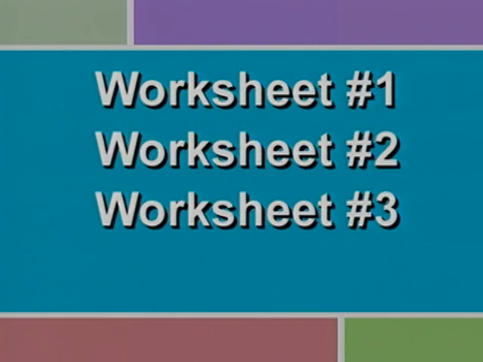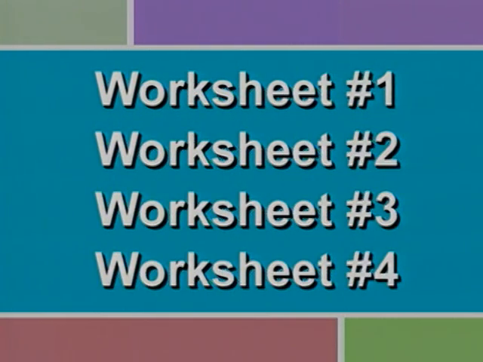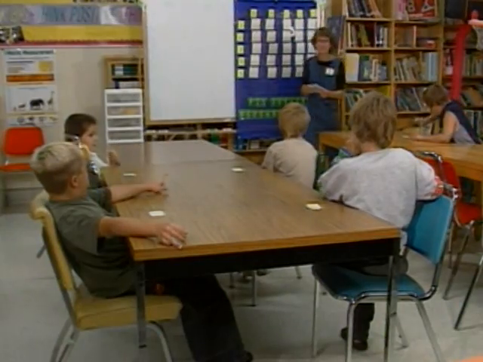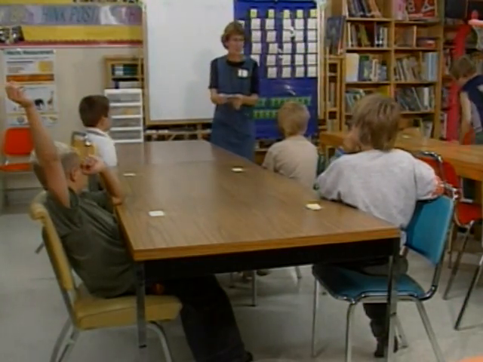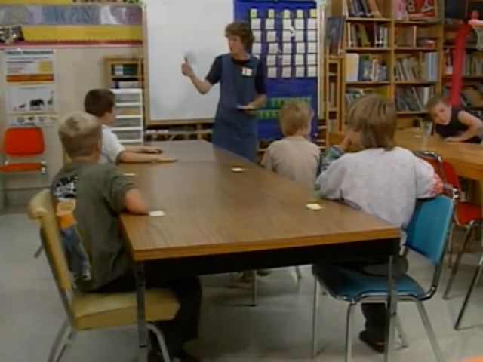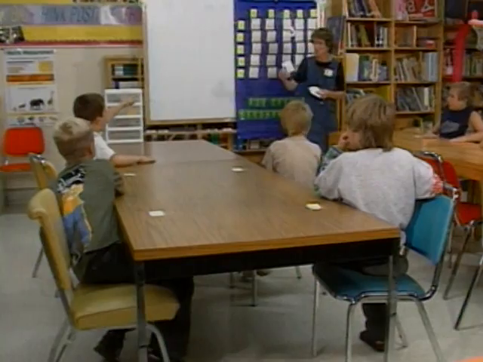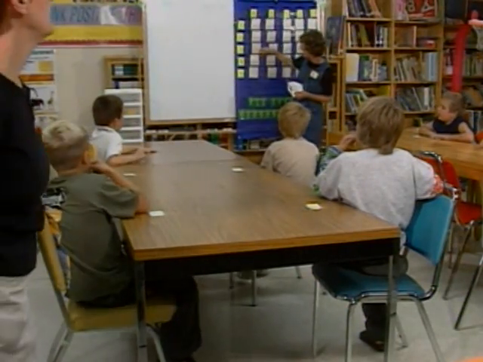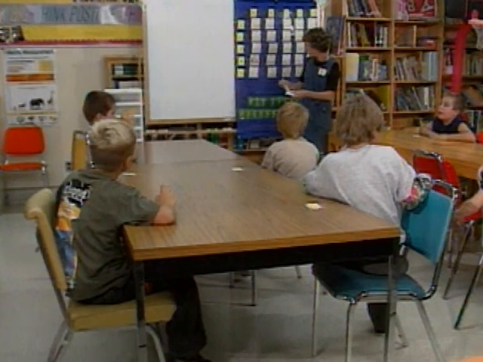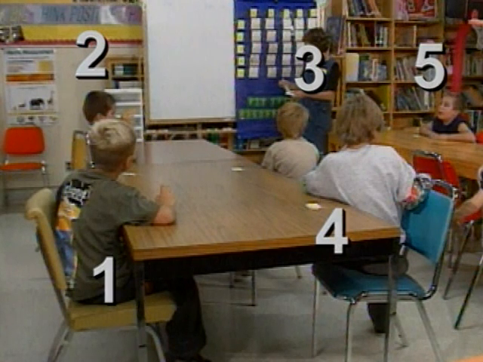For each of the 4 video clips, there is an accompanying worksheet on which you may record your observations. Let's start with the first video clip, in which we will observe the children participating in the teacher-directed group activity. In this activity, you will see 4 boys in Team A and 1 boy in Team B. We have identified the students by number. These numbers are also listed on worksheet number 1.